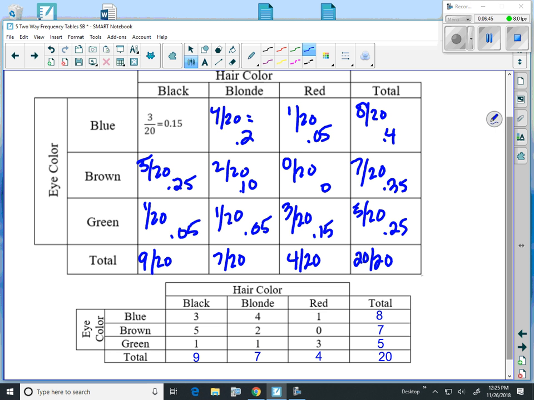All right, 9 out of 20. That's a little bigger. 0.45. 7, we already did. 0.35. And then 4, we already did. 0.2. And then 20 out of 20. That's 100%. Okay. So you can either put the decimal or you can put the percent. I don't care. If you're going to put the percent, you have to put the percent sign.